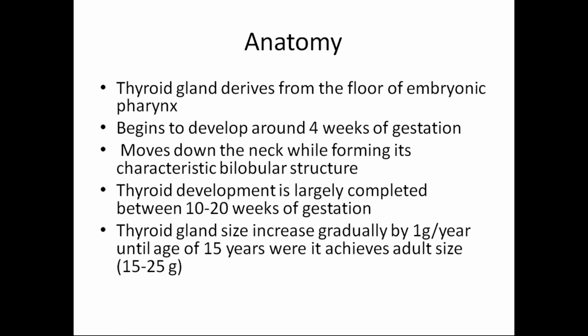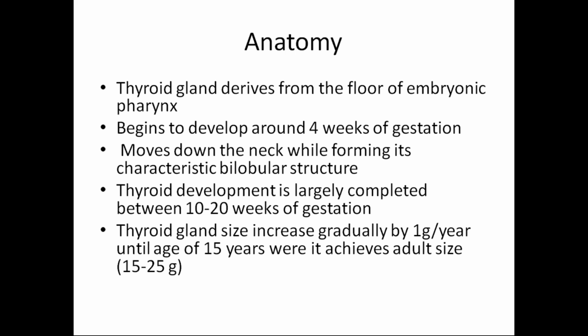Now we'll start with anatomy, just to brush up our previous knowledge. Coming to the anatomy, the thyroid gland derives from the floor of the embryonic pharynx, begins to develop around 4 weeks of gestation, and moves down the neck, following its characteristic bilobular structure. The development is mostly completed by 10 to 20 weeks of gestation, and the fetus starts producing thyroxine from as early as 9 to 11 weeks of gestation.